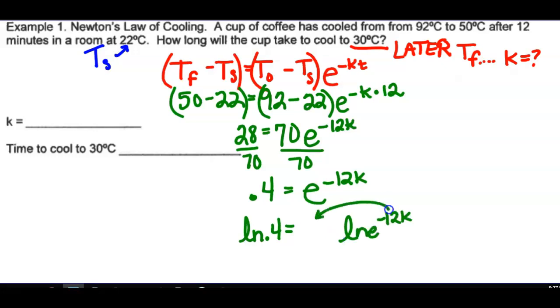This is going to come out in front as a negative 12k. And then the natural log of e is just 1. So we end up with the natural log of 0.4 equals negative 12k. We can divide both sides by negative 12, and we find k.